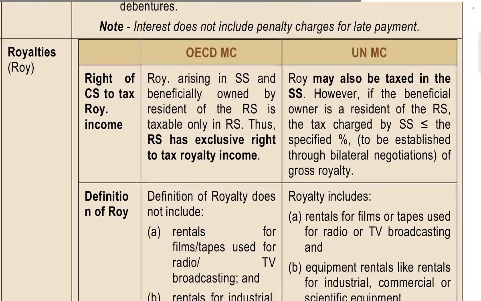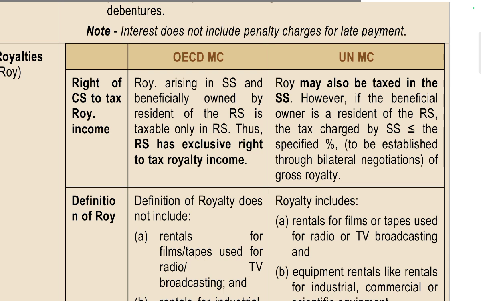Article 12, royalties, in the OECD and UN models: the right of the contracting states to tax royalty income. Under the OECD model, royalties arising in the source state and beneficially owned by a resident of the residence state are taxable only in the residence state. The residence state has the exclusive right to tax royalty income. Under the UN model, royalties may also be taxed in the source state. However, where the beneficial owner is a resident of the residence state, the tax charged in the source state should not exceed a specified rate, to be established by bilateral negotiation.